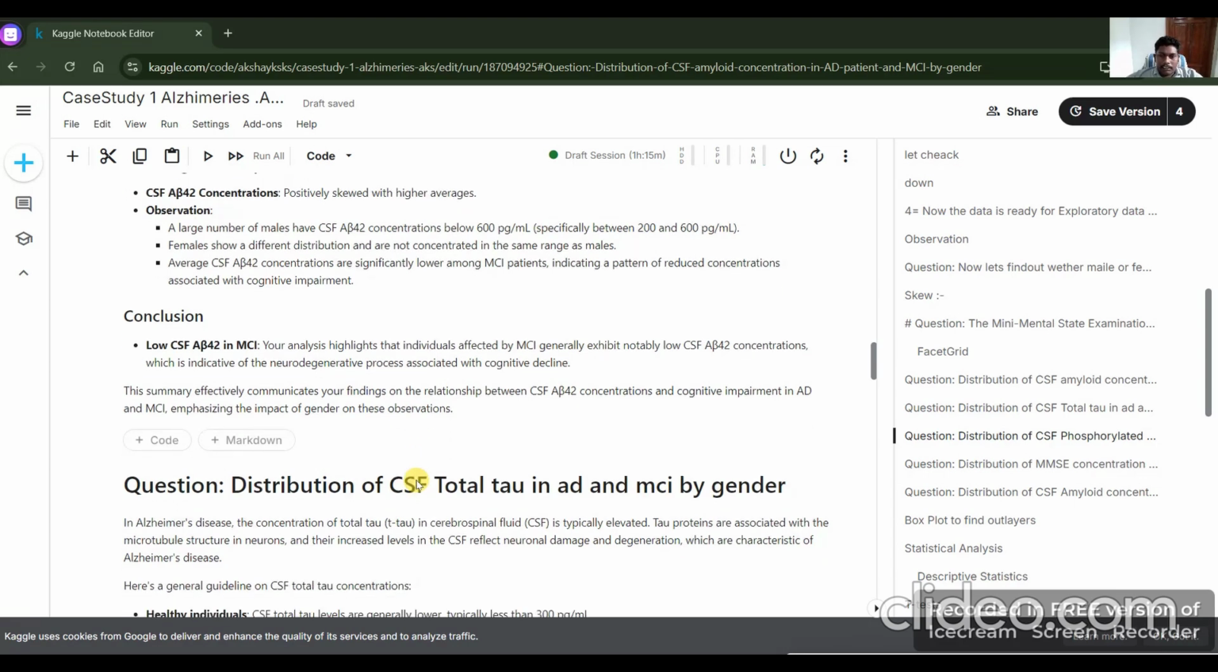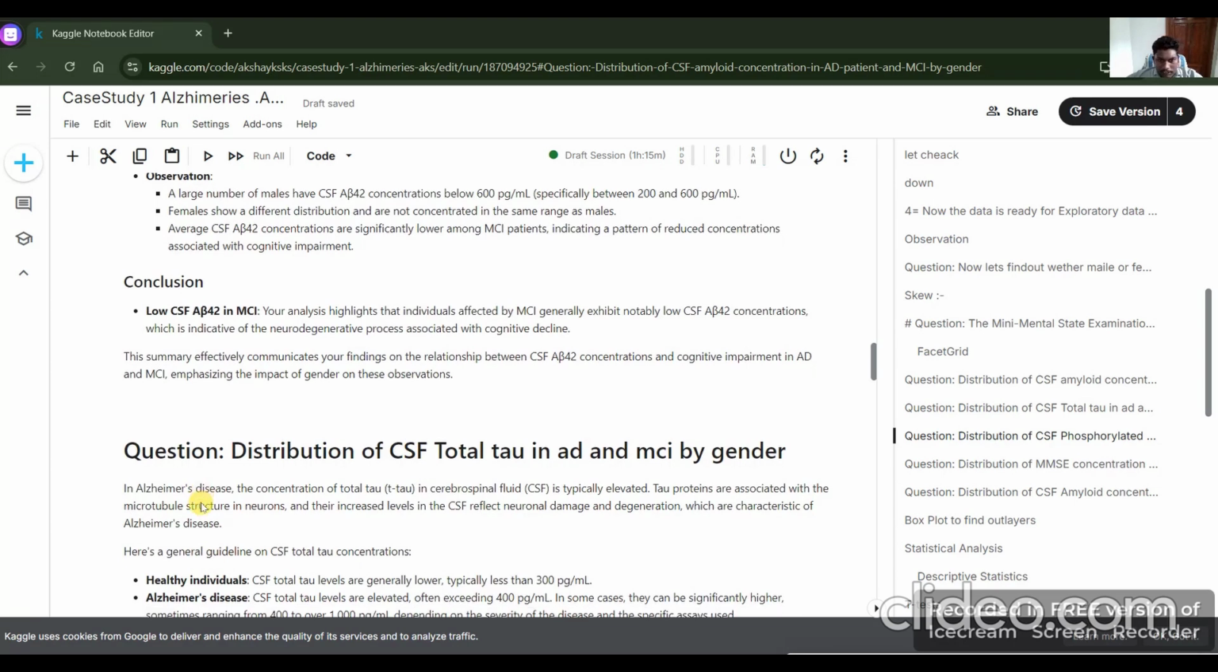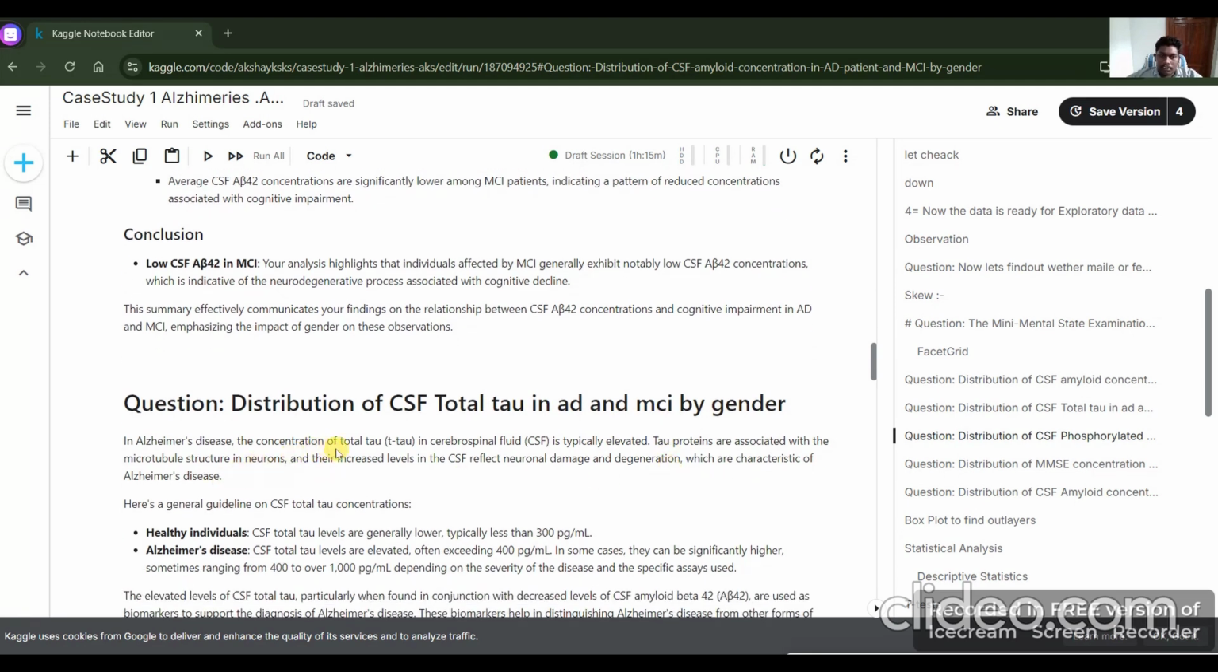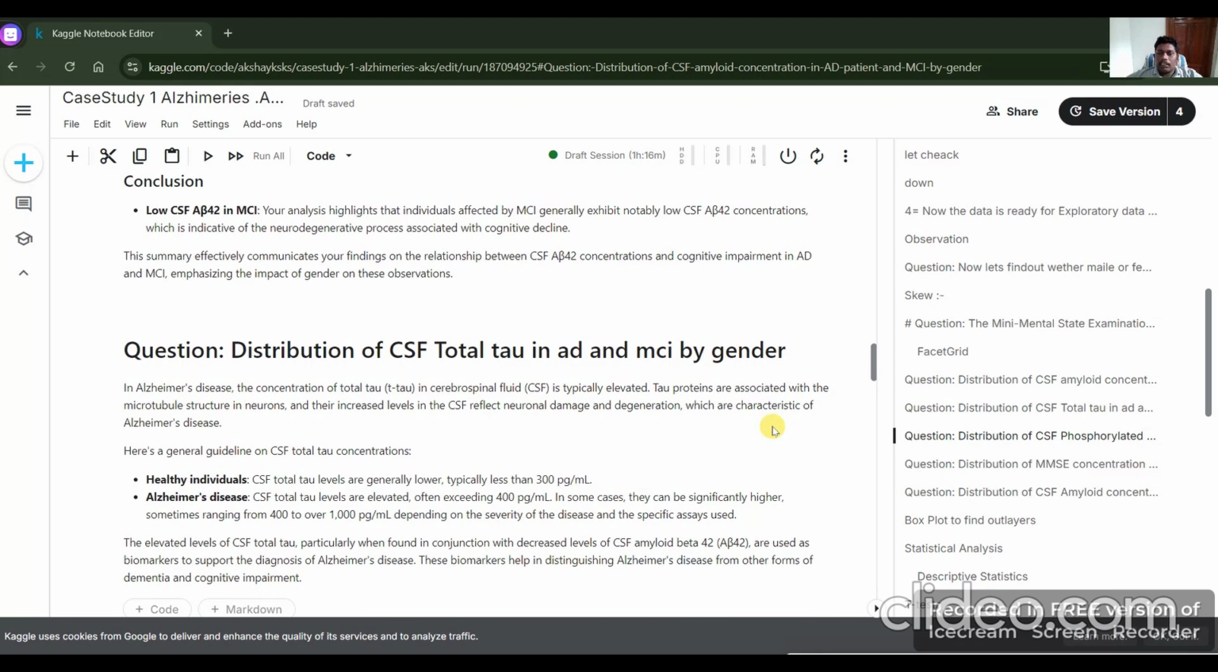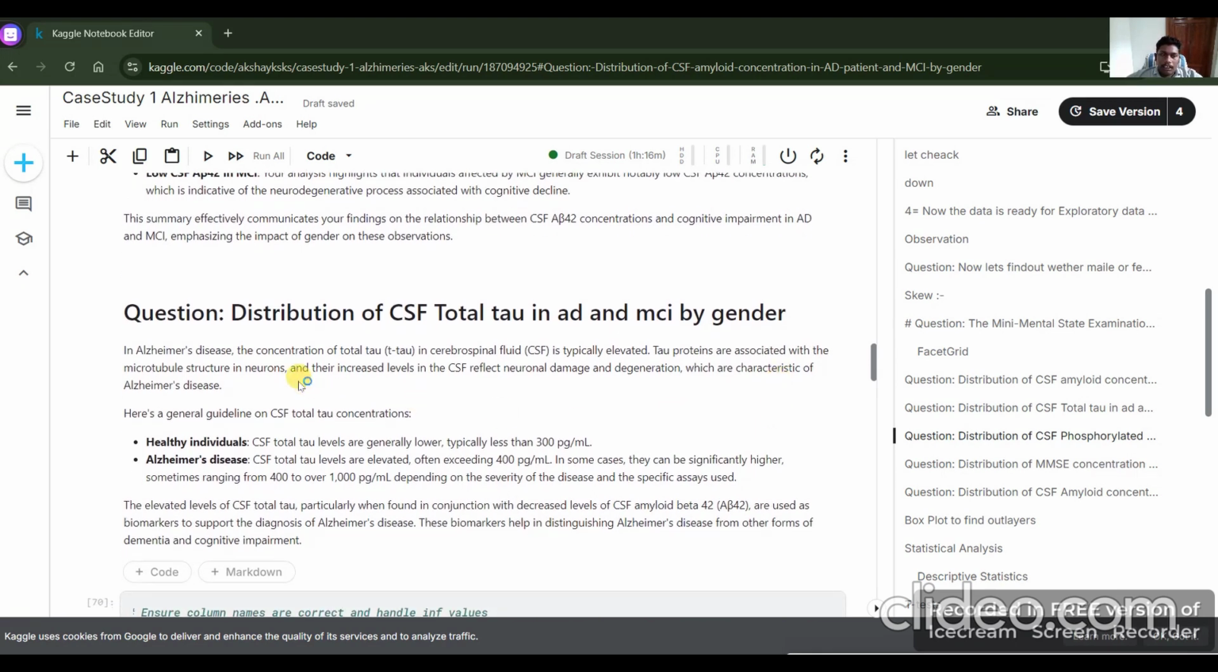The next question is the distribution of CSF total TAU in AD and MCI by gender. In Alzheimer's disease, the concentration of total TAU in cerebrospinal fluid is typically elevated. TAU proteins are associated with the microtubular structure in neurons, and the increased levels in the CSF reflect neuronal damage and degeneration, which characterize Alzheimer's disease.